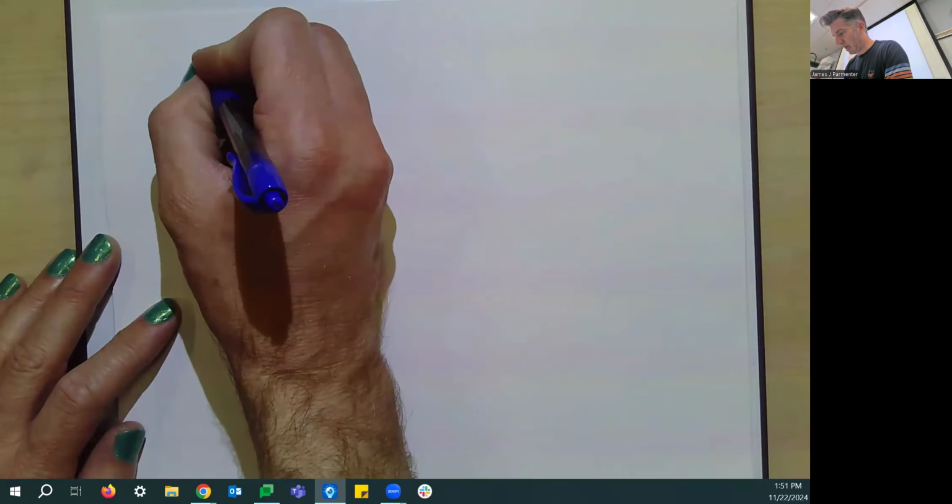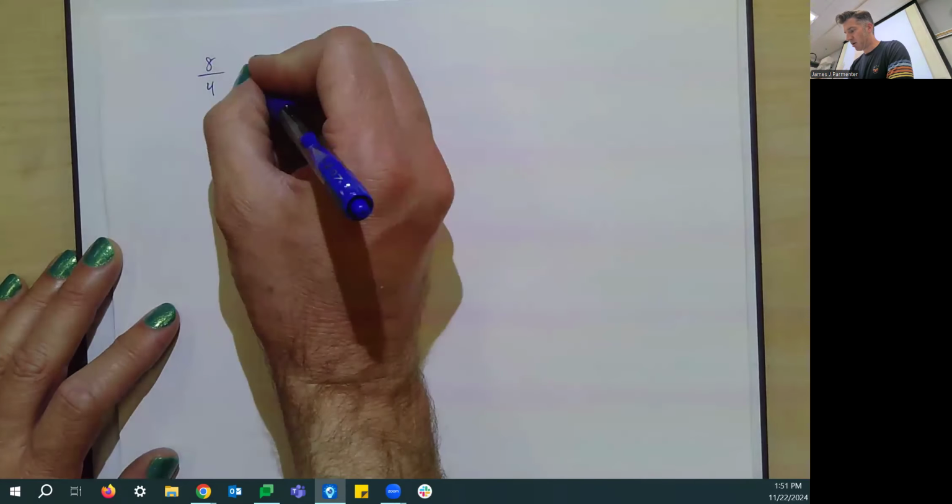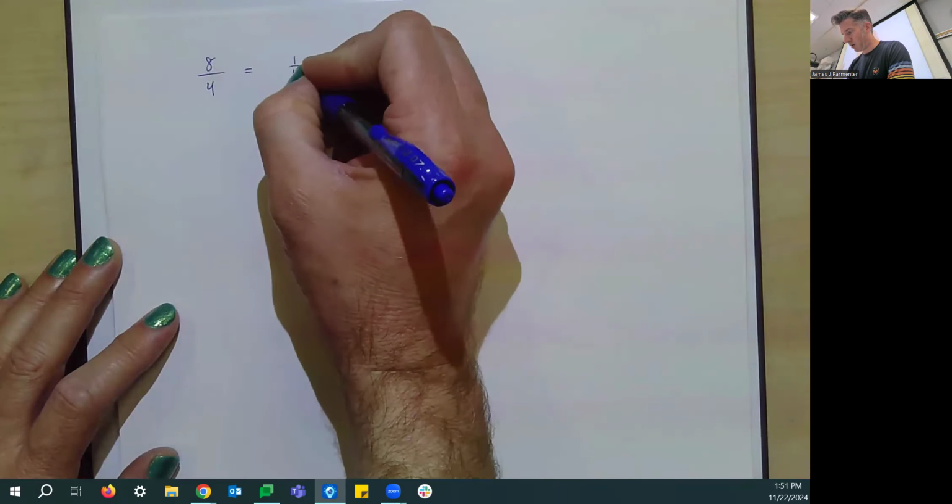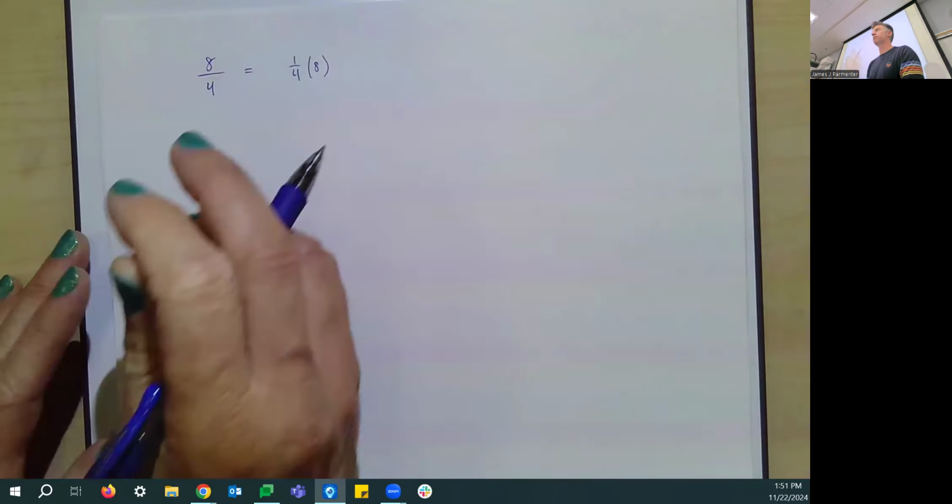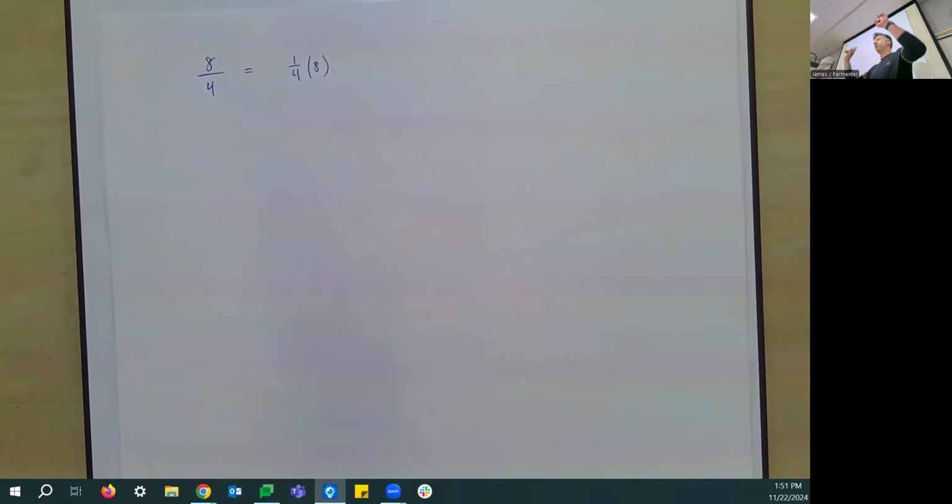So I'll point out that if I wanted to find like 8 divided by 4, I could also think of that as the inverse of 4 times 8. So if you wanted to quote unquote divide by a matrix, which we can't actually do, you can kind of get around that by instead multiplying by the inverse. Let's look at an example.